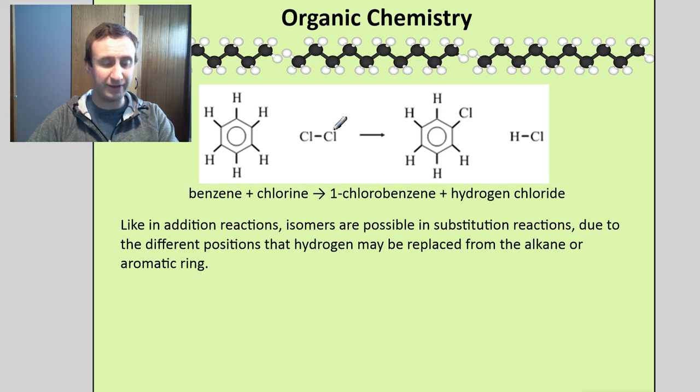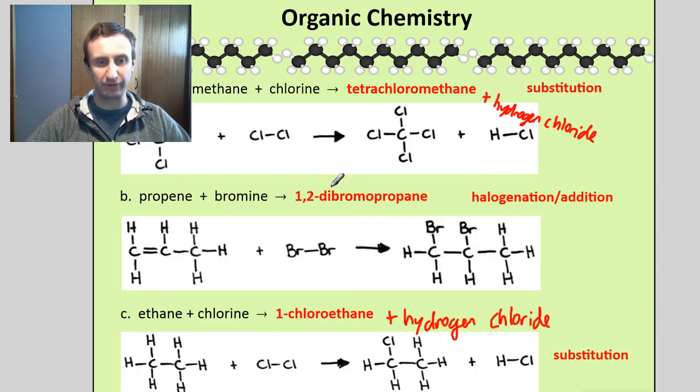Slower reaction, needs that UV light or something in order for it to happen. But here a hydrogen ends up getting replaced by a chlorine. Now, any one of these hydrogens could get replaced, right? And ends up in the same product of chlorobenzene and then hydrogen chloride. So we've got to be really careful with isomers when it comes to substitution reactions to make sure that we get the correct products.